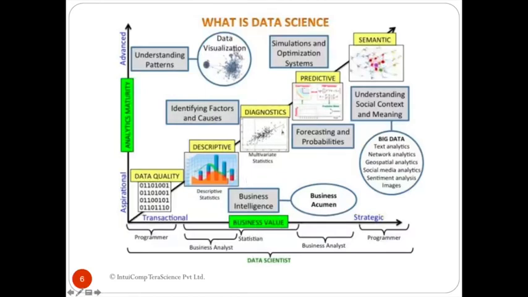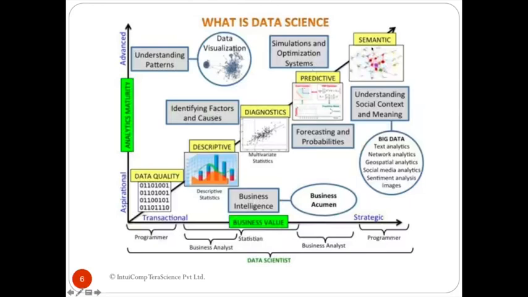So from the diagnostics level, it next goes to forecasting and probabilities. This is actually under predictive modeling, which is used to give the business acumen, and it comes under the business analyst. And usually the data scientists who are at a mature stage are able to go with the predictions. So at this stage, we have started from the programmer where understanding the pattern is there. The business analyst will look into the data visualization with the help of the statistician, and then simulation and optimization comes at the predictive stage.